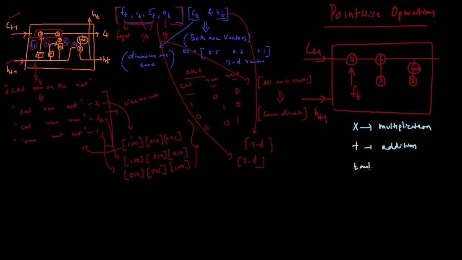And then comes the third one, which is tanh, which is nothing but an activation function, right? So these are the three point-wise operations that happen inside LSTM cells.